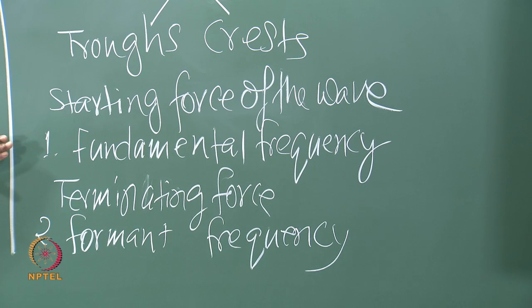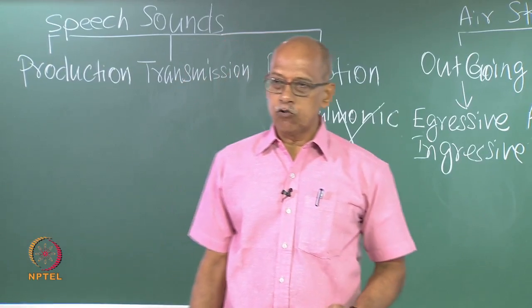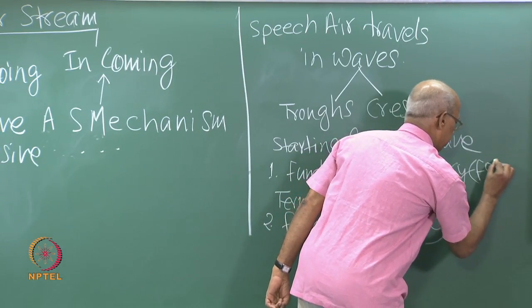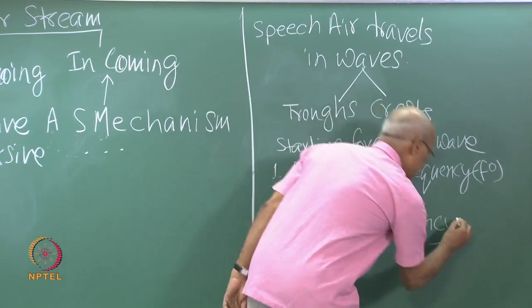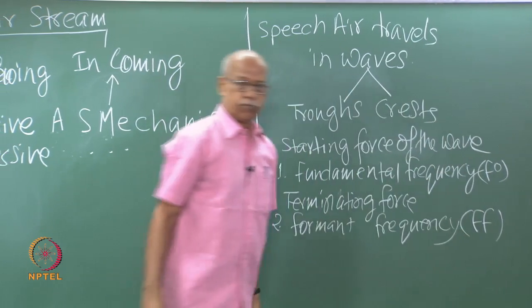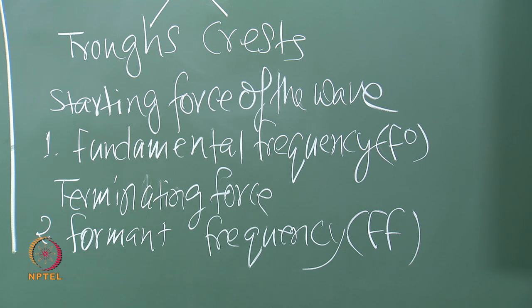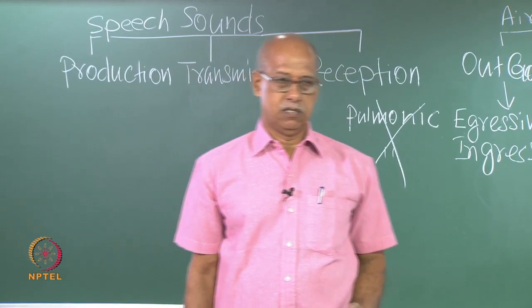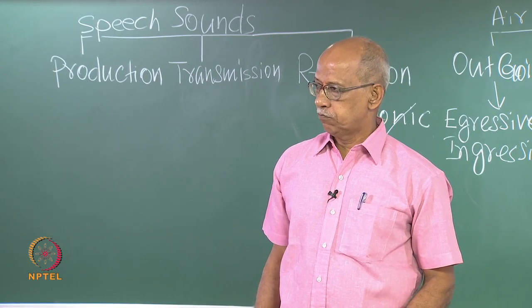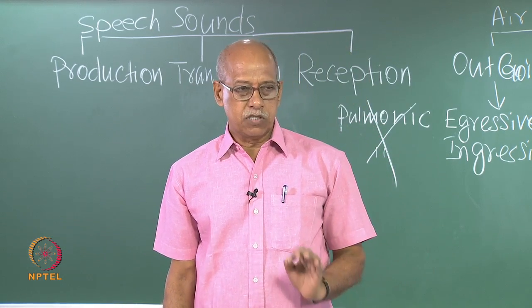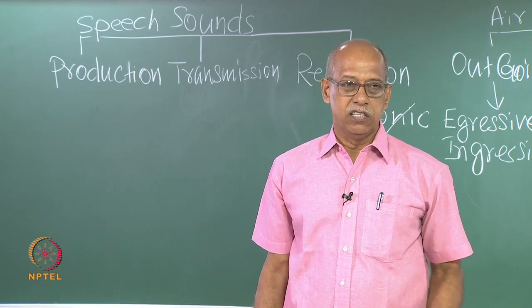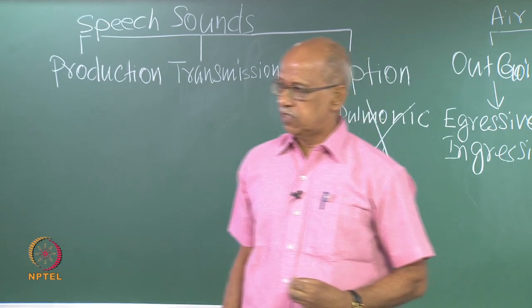Okay. So, all waves are produced through both fundamental frequency, which in books and literature you will find abbreviated as F0, and formant frequency, FF. Fundamental frequency and formant frequency, or initial and terminal frequencies. Because we do not produce each sound with the same kind of initial and terminal frequencies, their waves differ. And that is why our ears catch these waves differently.